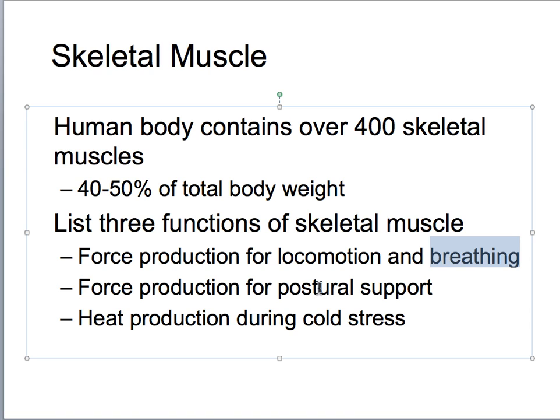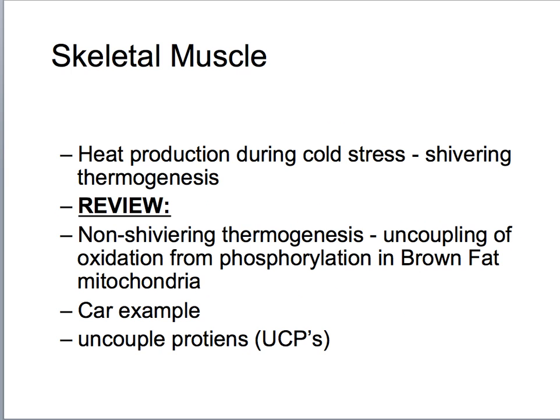And also heat production during cold stress. Maybe we don't think about this as much as a major function of skeletal muscle. But if you remember from earlier, we talked about some uncoupling proteins and brown fat in mitochondria. So this is non-shivering thermogenesis. If we shiver, that's little muscle contractions, and that's producing heat energy to keep us warm.